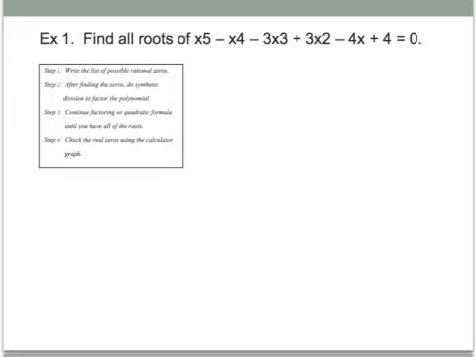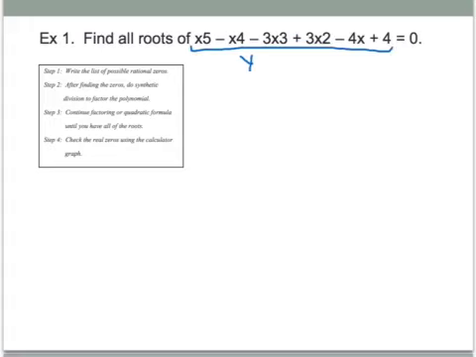Alright, so example 1 says to find all roots of x to the 5th minus x to the 4th minus 3x cubed plus 3x squared minus 4x plus 4. So we're looking for 5 roots. These are 5 reals and imaginaries total. And I wrote your steps out there before, but these are the same steps that we've been using in section 5.5 as well.